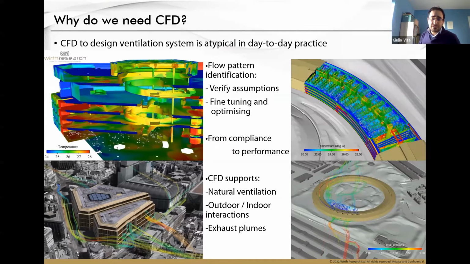They're useful to verify assumptions that you're taking in your simple analysis, such as DTM. And in general, they allow you to have better performance of your end object. This is a major switch when CFD comes into place, from a compliance-based design, so respecting some standards, to performance-based design, so verifying that my design performs. We might say actually that when you have cases of natural ventilation or exhaust plumes to investigate, or even an interaction between indoor and outdoor, CFD becomes a game changer. So sometimes we feel CFD is needed.